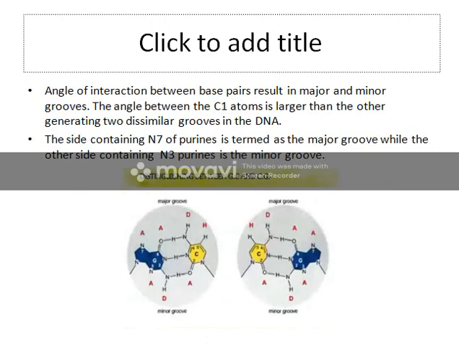Understanding the major groove and minor groove of the DNA double helix: the C1 of the deoxyribose sugar contributes to the dissimilarity between the major groove and the minor groove. What exactly happens here is that the site containing N7 of purines gives the major groove, whereas the site containing N3 of the purines gives the minor groove. The dissimilarity originates because of the C1 atom.